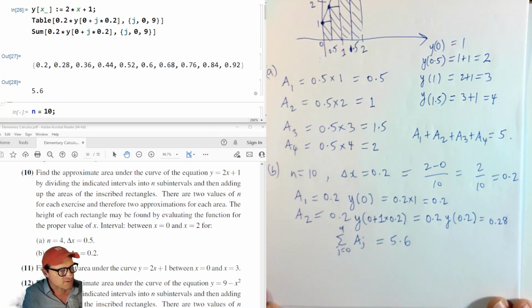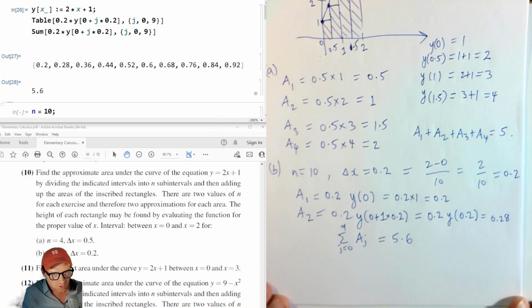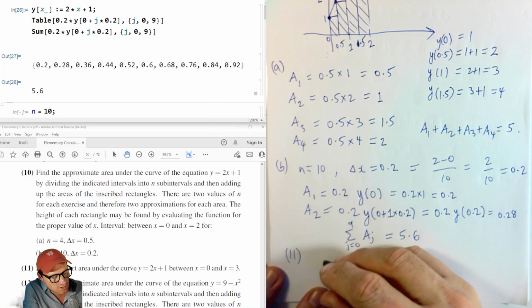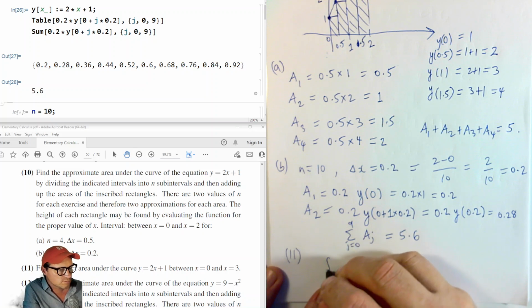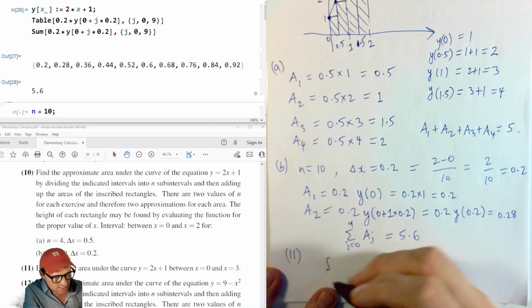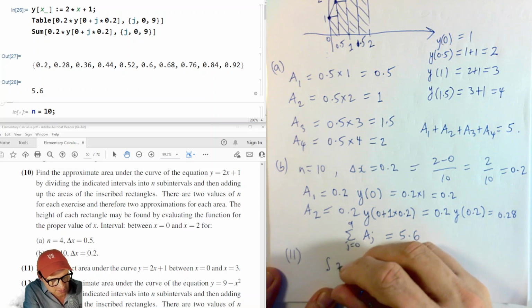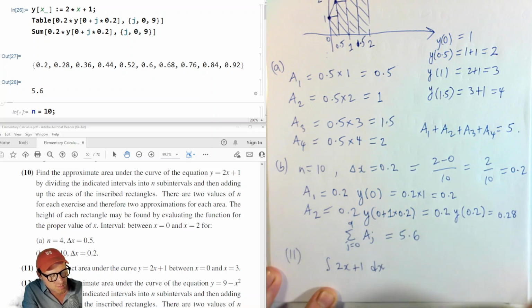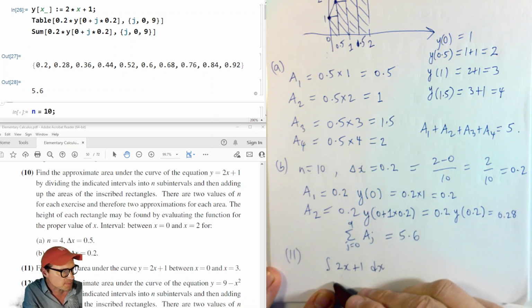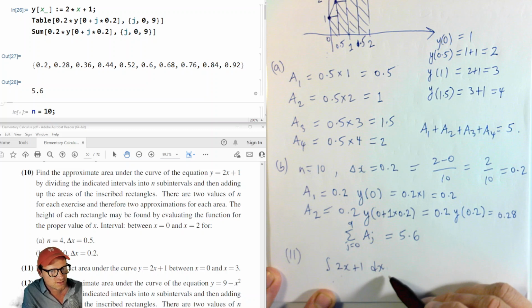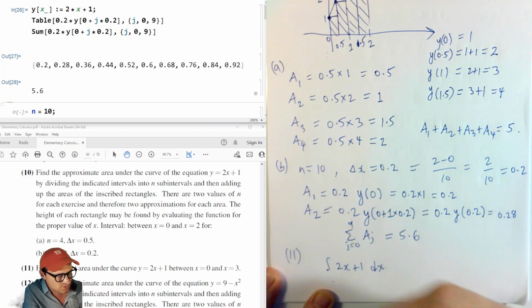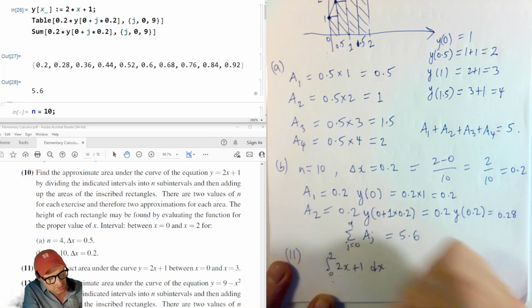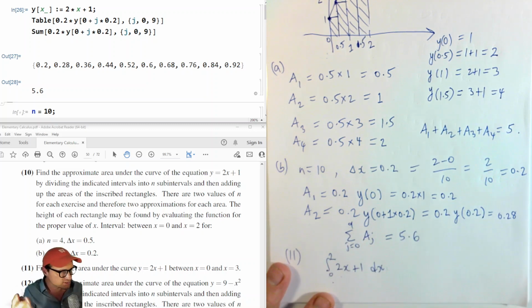Now that we have that, let's do question 11, which is to calculate the actual area under the curve between 0 and 3. This is what's called a definite integral. We integrate 2x plus 1 with respect to x, but we have boundaries. I see it says 0 and 3, so I'm going to change that to agree with what we have above. I'm going to change it to 0 to 2, and then we can also do 0 to 3.